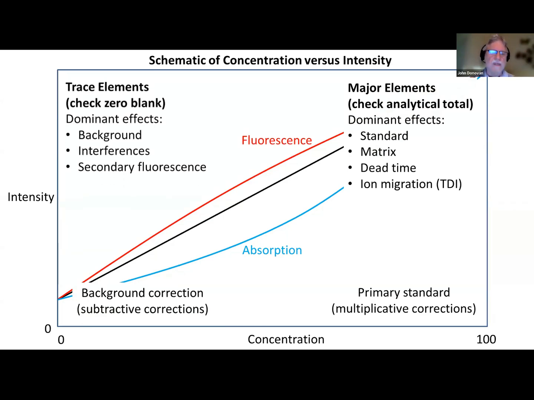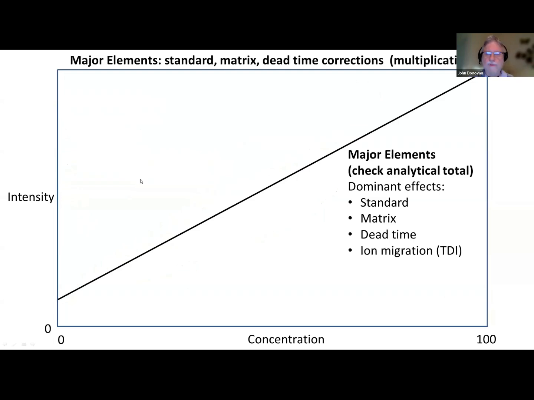For trace elements, the dominant effects, which I'm going to talk about, are the background correction, a little bit. I'll talk about interference a very little bit, but I'm mostly going to talk about the secondary fluorescence because I think this is the one remaining thing that people are really neglecting today. Okay, so that's what I'll talk about today. But let's just go over this real quick.